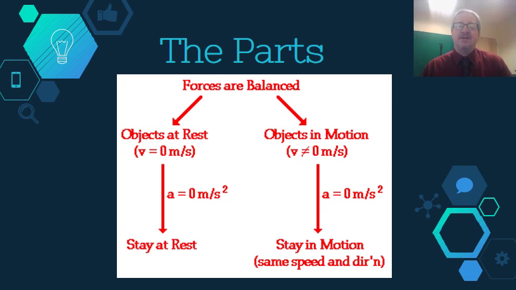But when you have objects in motion, you have to have a velocity that's anything but 0 meters per second. But your acceleration can equal 0. You don't need to add any more acceleration to it. And that object, given that there would be no friction, would be able to stay in motion. So it would be the same speed and would continue going in the same direction.